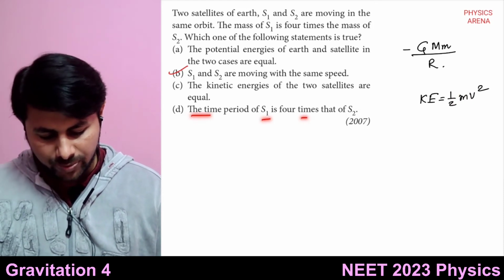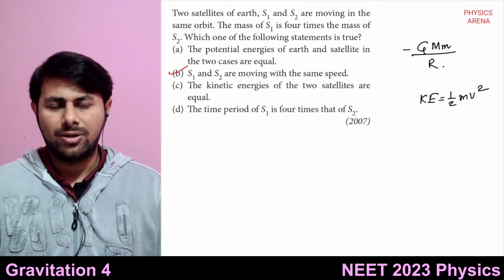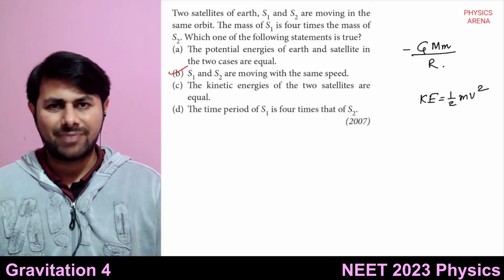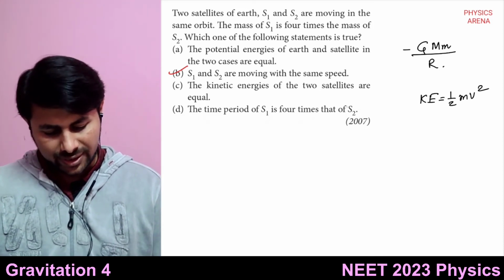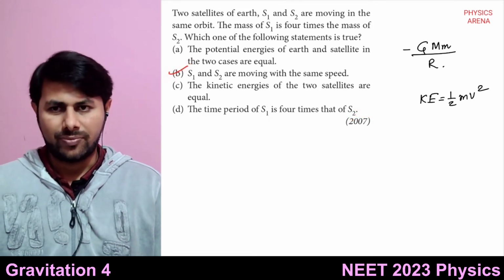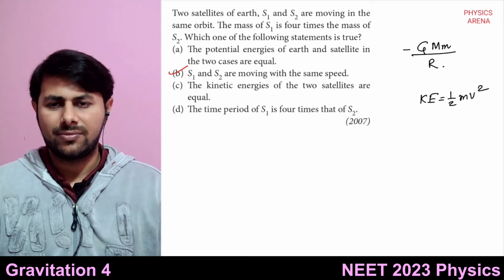Time period of S1 is 4 times that of S2. So we have discussed this earlier. The time period does not depend on the mass of the satellite. Okay, it is independent of mass. So this is also wrong. So option B is true. Okay, option B is correct.